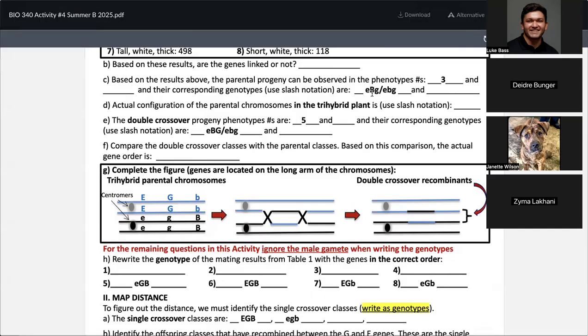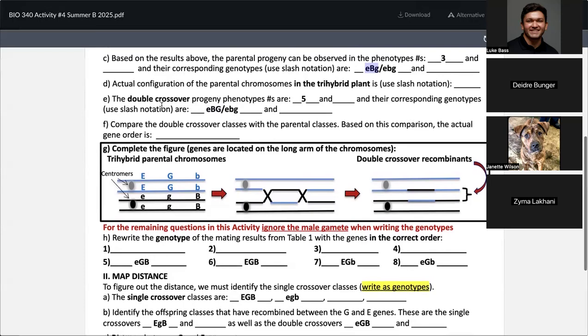I don't have dyslexia, but for some reason when I'm looking at these slash notations, I feel like I get dyslexia. Yeah, when I'm trying to compare the genotypes, I just get so confused. Yeah, I agree, that's confusing for me too. Okay, that makes sense.